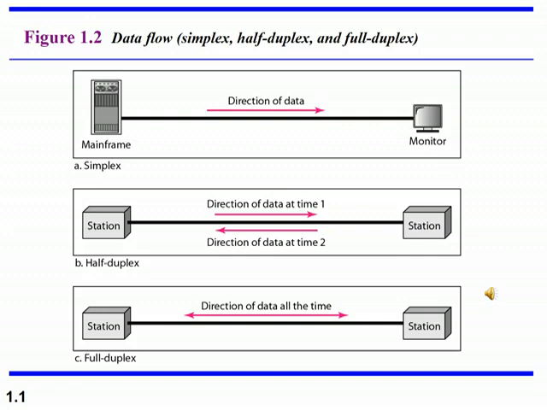In the full duplex system, data is represented in both directions. You see in the diagrams that there are two arrows directed to both stations, so the data flows in both directions at the same time, at all times, in the full duplex system. Therefore, data flow in a digital transmission system can be simplex, half duplex, or full duplex.